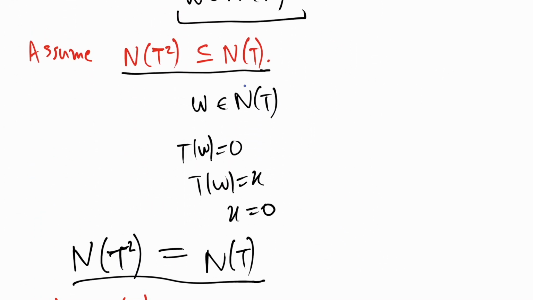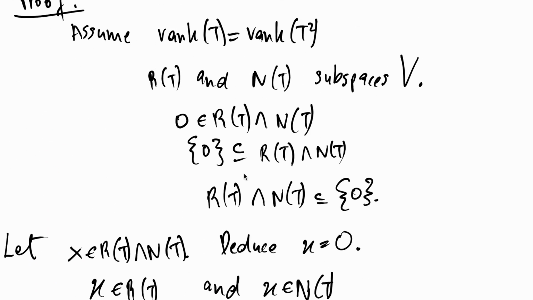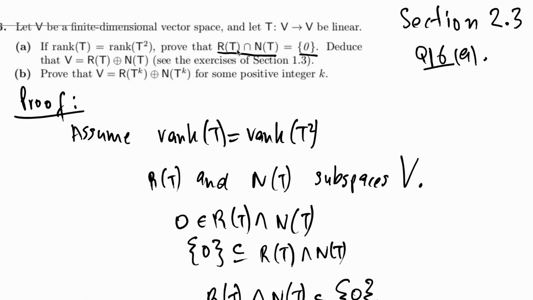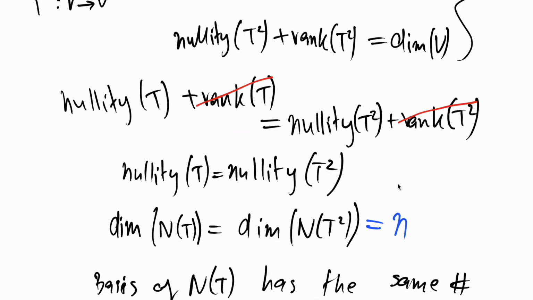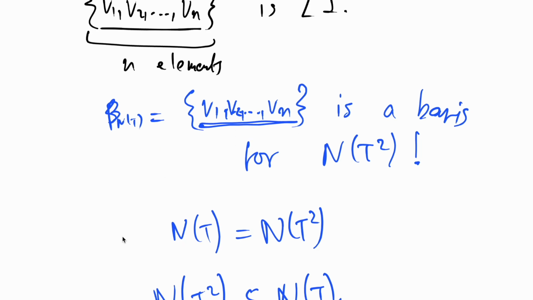Where is that part? Okay. Once we've shown that N(T²) is a subset of N(T), or in fact we've proven a much stronger result that N(T²) is equal to N(T), we can use it to deduce that x is equal to 0. And why did we want to deduce x is equal to 0? Because we're trying to prove that R(T) intersection N(T) is equal to the set {0}. And the result that I used right here was to show that v1, v2, all the way to vn is in fact a basis for N(T²).